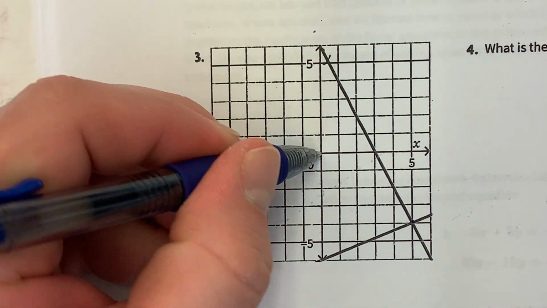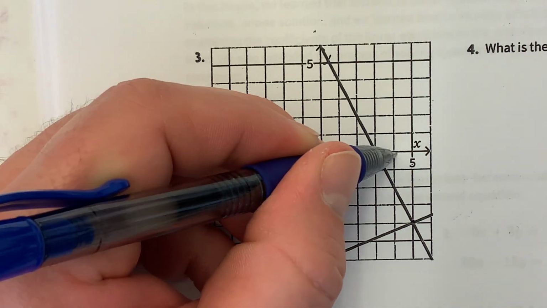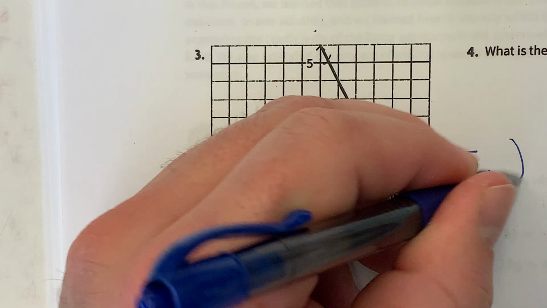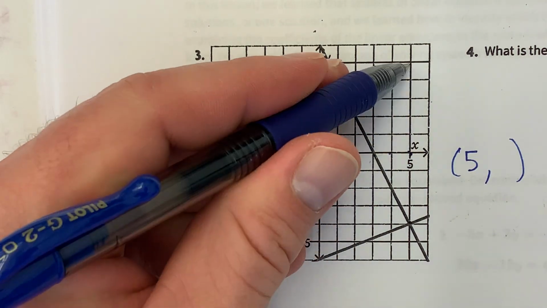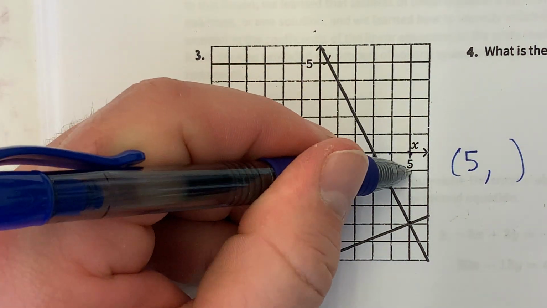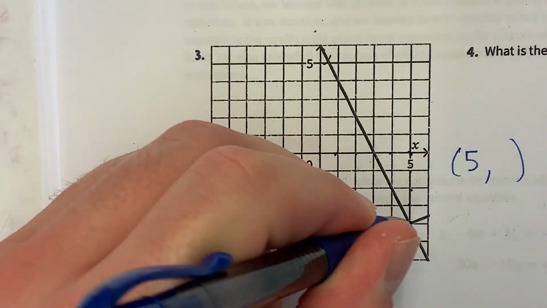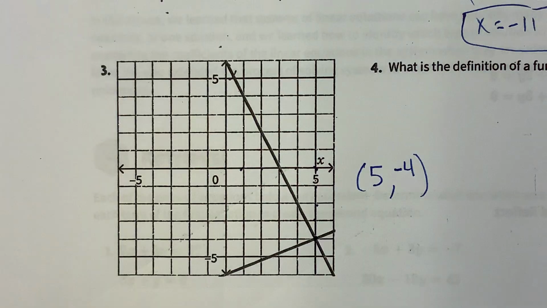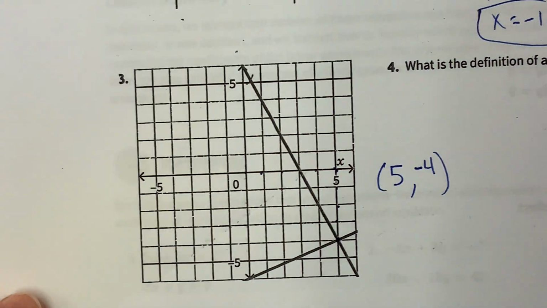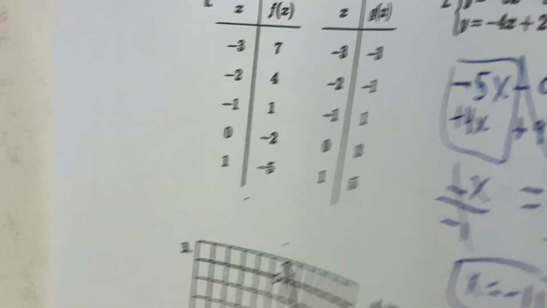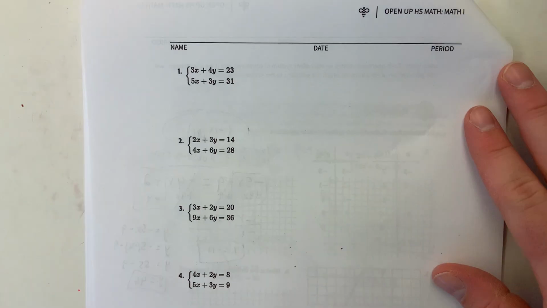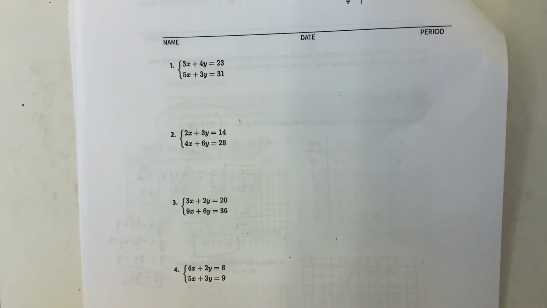Okay, over how many? 1, 2, 3, 4, 5. Over 5. So that means that it's 5 comma something. If we go up, it's positive. If we go down, it's negative. 1, 2, 3, 4. Down 4. So it's going to be negative 4. Hopefully you got that. Next page. And I'll pause right here and make another video starting with this page right here.